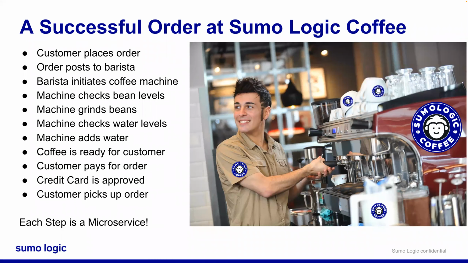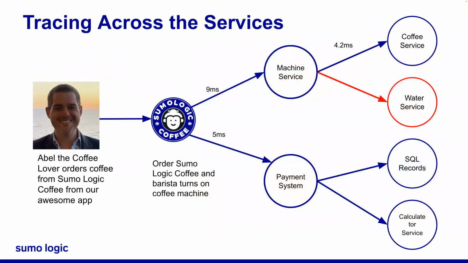Now, let's take this a little bit further. Here we have Abel, and Abel is a coffee lover. He loves using Sumo Logic Coffee. He loves drinking it, and he loves our services. Now, he uses our great app, and when he does so, the experience he has is basically he orders the coffee and the barista turns on the coffee machine. From there, various other services are going to start to come into play. That machine service is going to check the ingredients and make sure it has the right amount of ingredients and levels before it does what it needs to do.